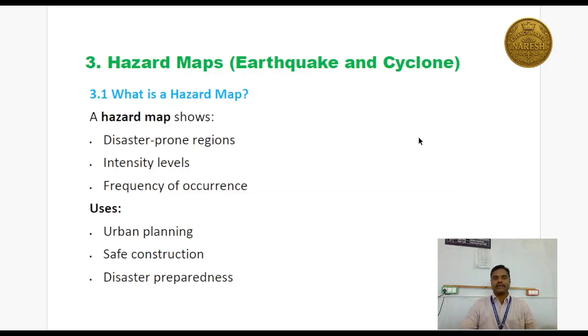And the third one, hazard maps, showing where earthquakes and cyclones occurred. What is a hazard map? A hazard map shows the disaster-prone regions, the intensity levels, and the frequency of occurrence also. The uses of a hazard map are, one, urban planning, second, safe construction, and third, disaster preparedness. These are the uses that come under hazard maps.